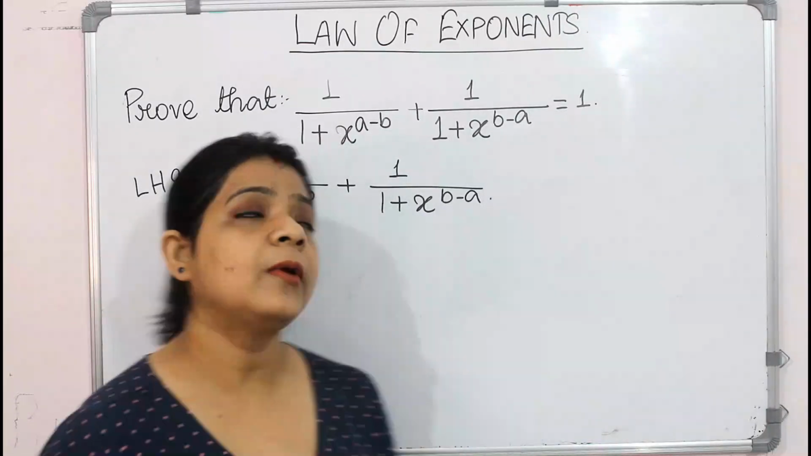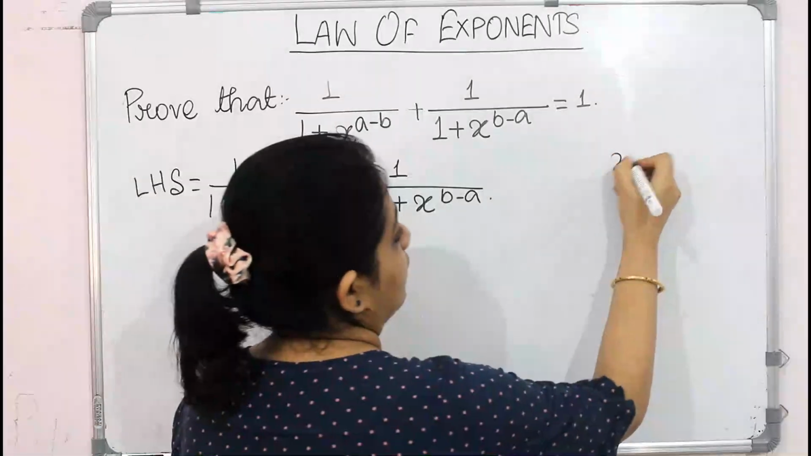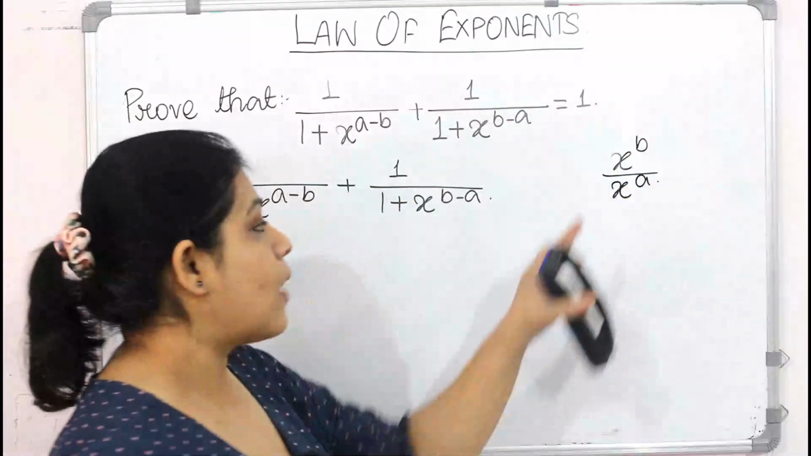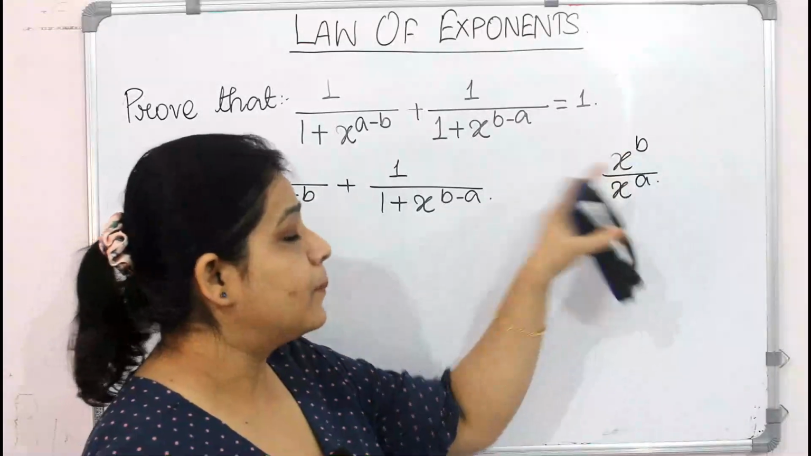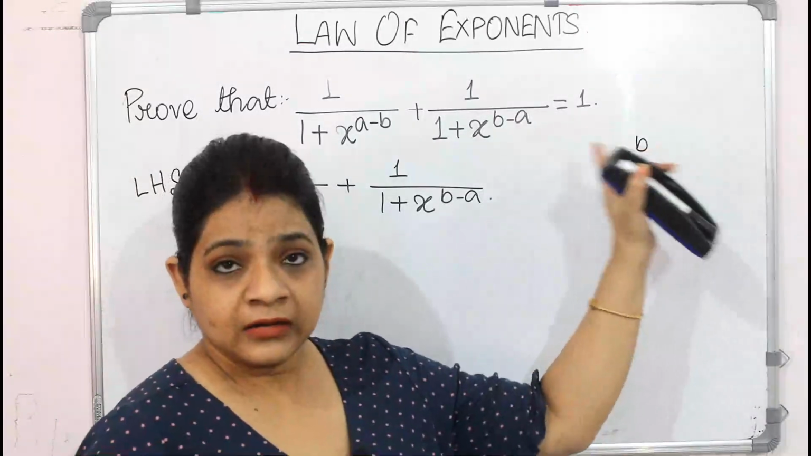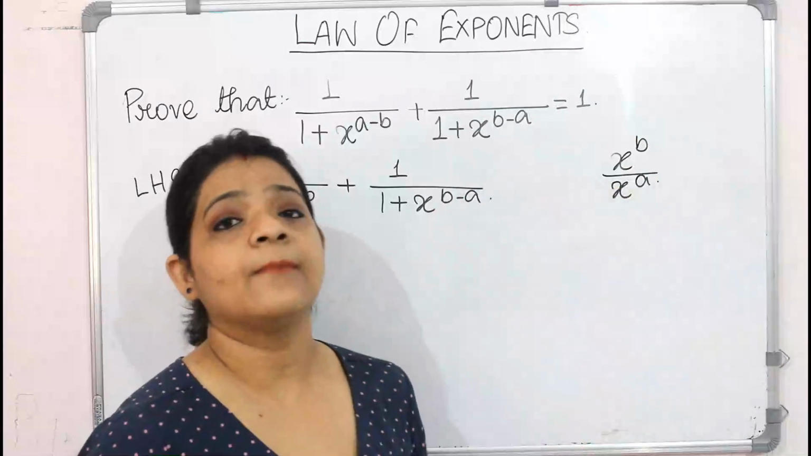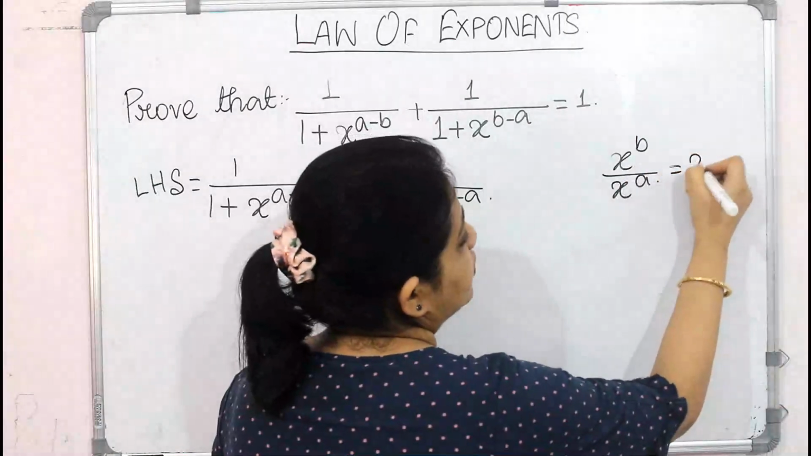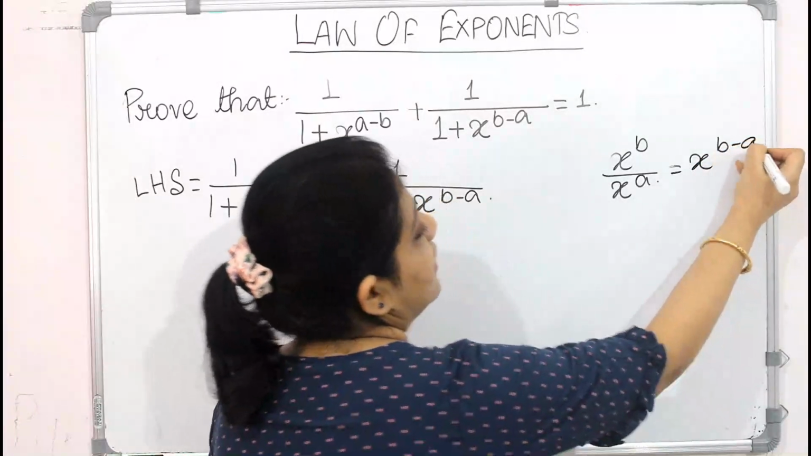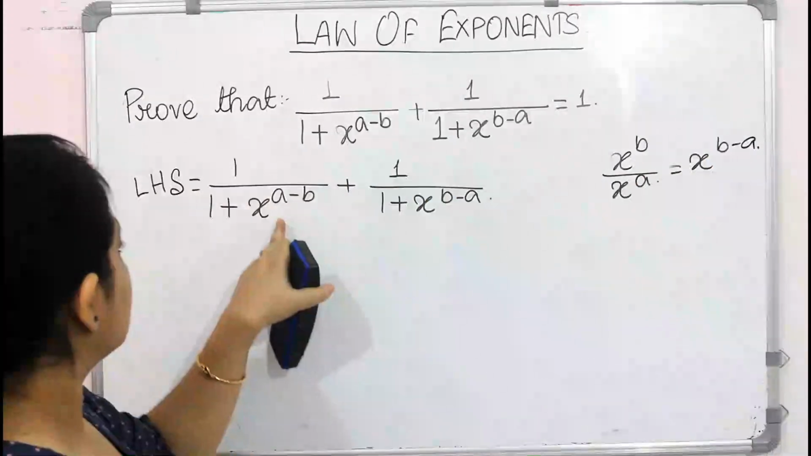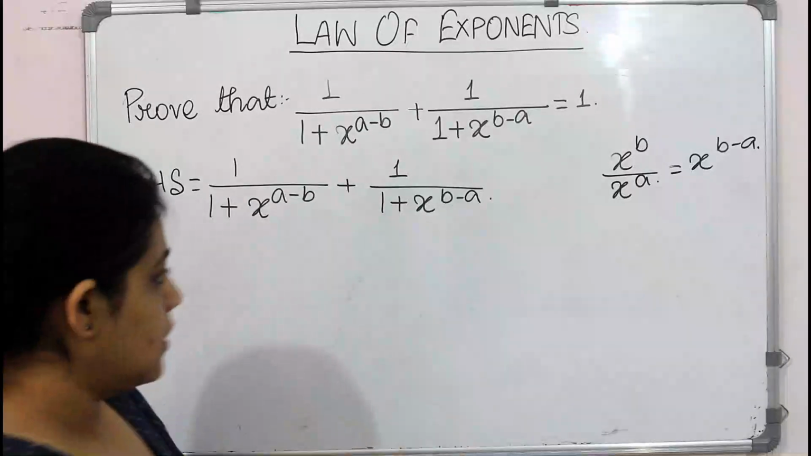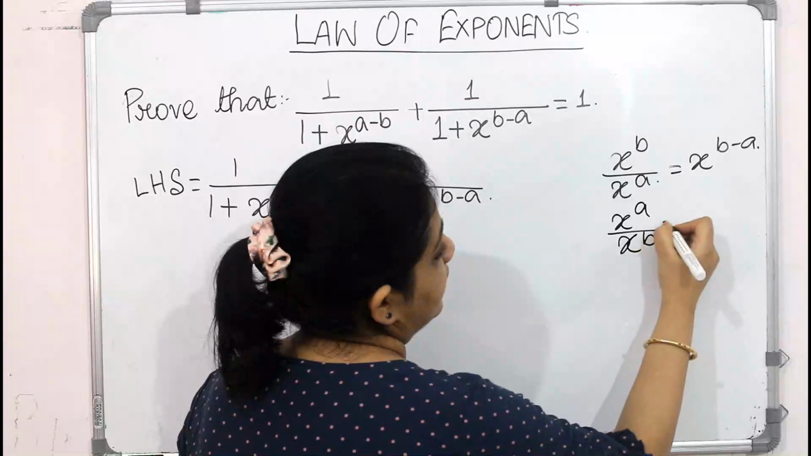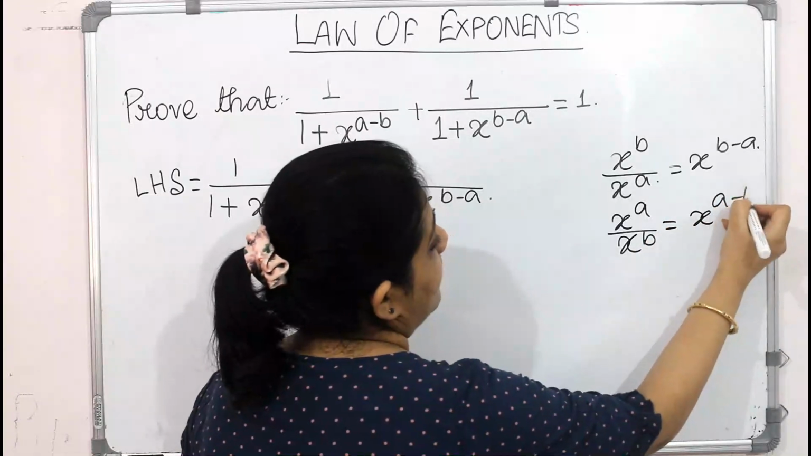So which formula will work? This formula will work for you: x to the power of b by x to the power of a. What happens here? Bases are same and both these two terms are being divided. So what will be the expression? X to the power of b minus a. So it is given here: x to the power of a minus b, or if I say x to the power of a by x to the power of b, so x to the power of a minus b.